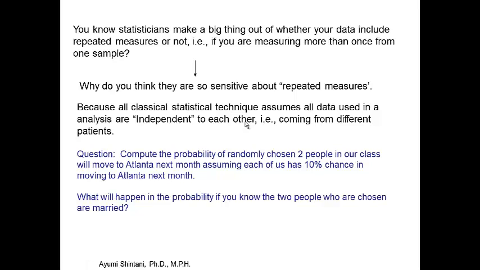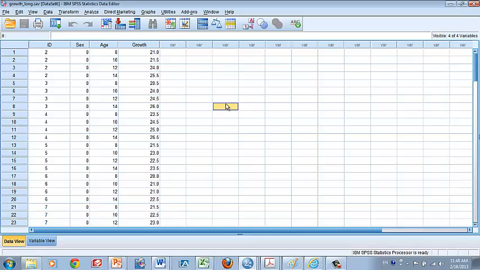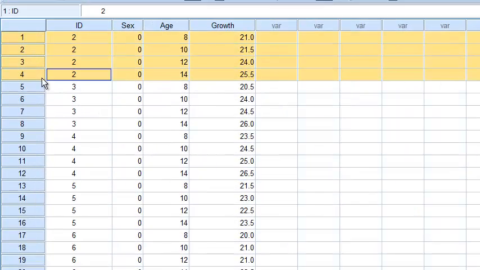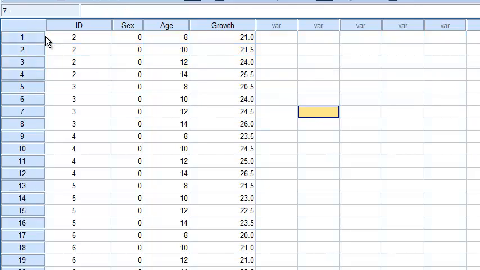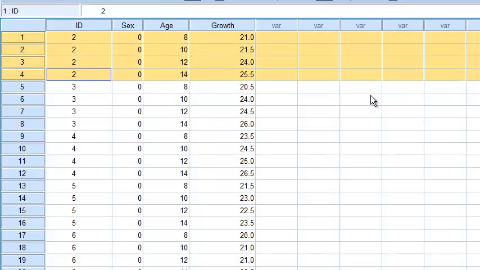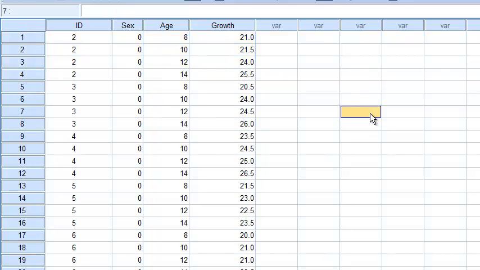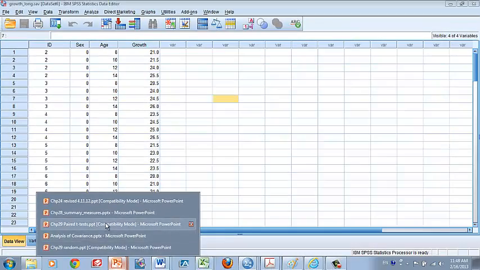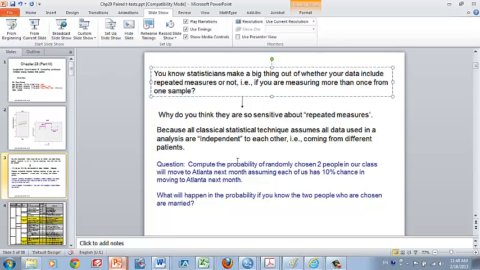So in this case, this is the data we are going to use today, and you can tell if the data set includes repeated measures by checking if you have more than one line coming from a single patient. Here we have four lines measuring the same subject, so we know the data are repeated. When you ignore this repeatedness and conduct analysis such as a student t-test, your analysis will be biased.